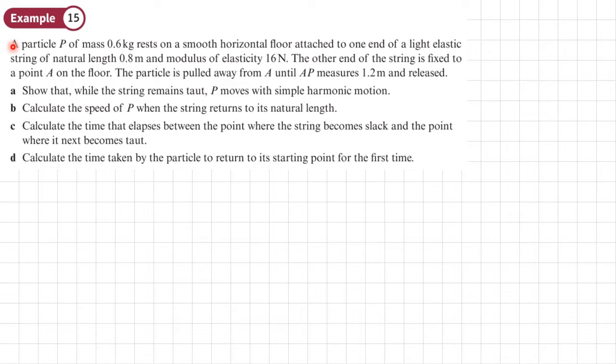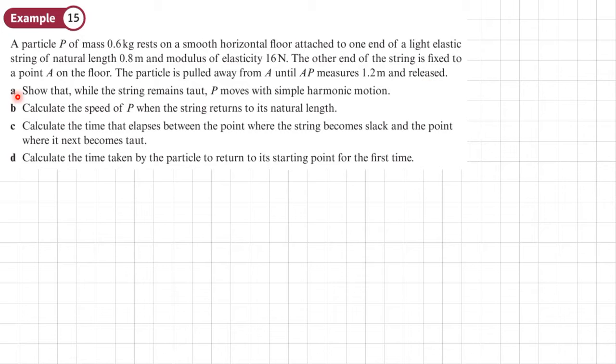Example 15. A particle P of mass 0.6 kg rests on a smooth horizontal floor attached to one end of a light elastic string of natural length 0.8 meters and modulus of elasticity 16 newtons. The other end of the string is fixed to a point A on the floor. The particle is pulled away from A until AP measures 1.2 meters and released.